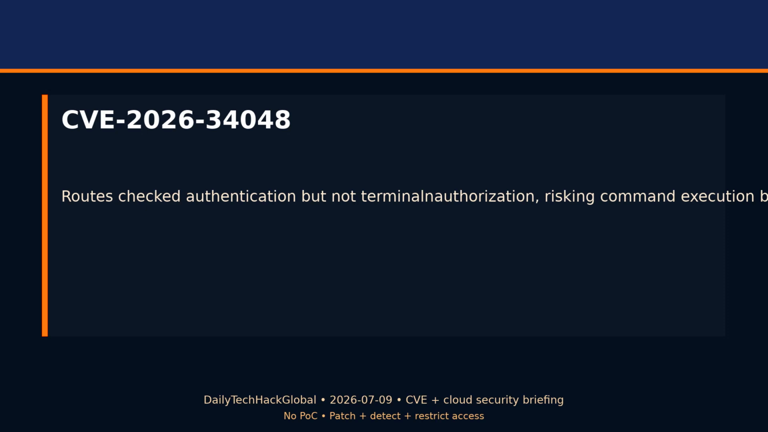CVE-2026-34048, also fixed in 4.0.0 beta.471, describes terminal WebSocket routes that checked authentication but not terminal authorization, allowing a low-privileged team member to connect and execute commands on team servers.